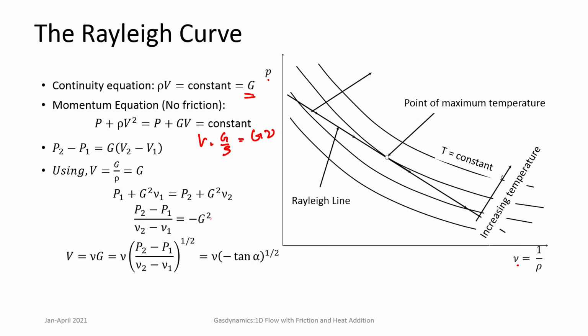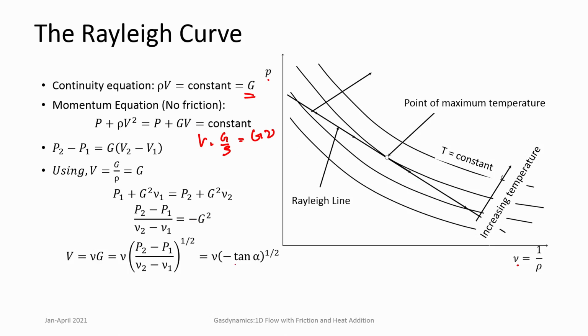G square has to be a term which is positive, that means p 2 minus p 1 by v 2 minus v 1 has negative slope. So, that is very important. They always have negative slope. Okay. Then you can relate g with the slope of the PV Rayleigh line in the PV diagram.